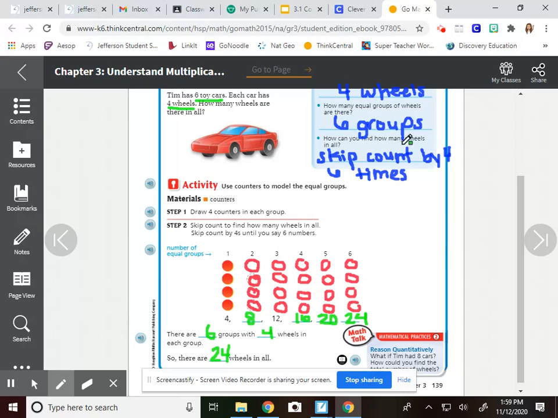So how did we find how many wheels there were in all? We skip counted by 4 6 times. There are 24 wheels in all. So one way that we can show equal groups is to draw them in columns and rows like this in an array. This is an array.